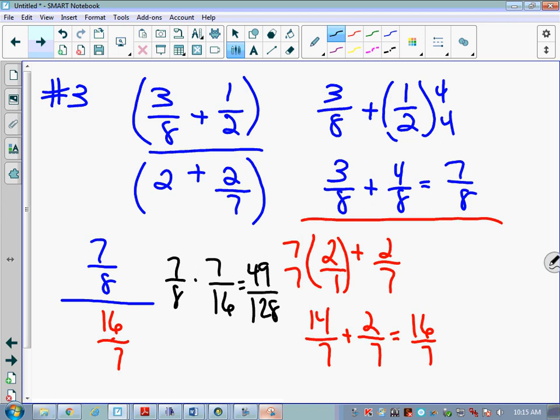And that's it. You can check. You can put 49 over 128 in your calculator, hit enter, hit math, fraction, enter, and I believe you're still going to get 49 over 128. Okay? It's going to be a little different on the test. Like I said, it's going to have variables instead of being all numbers. Okay?